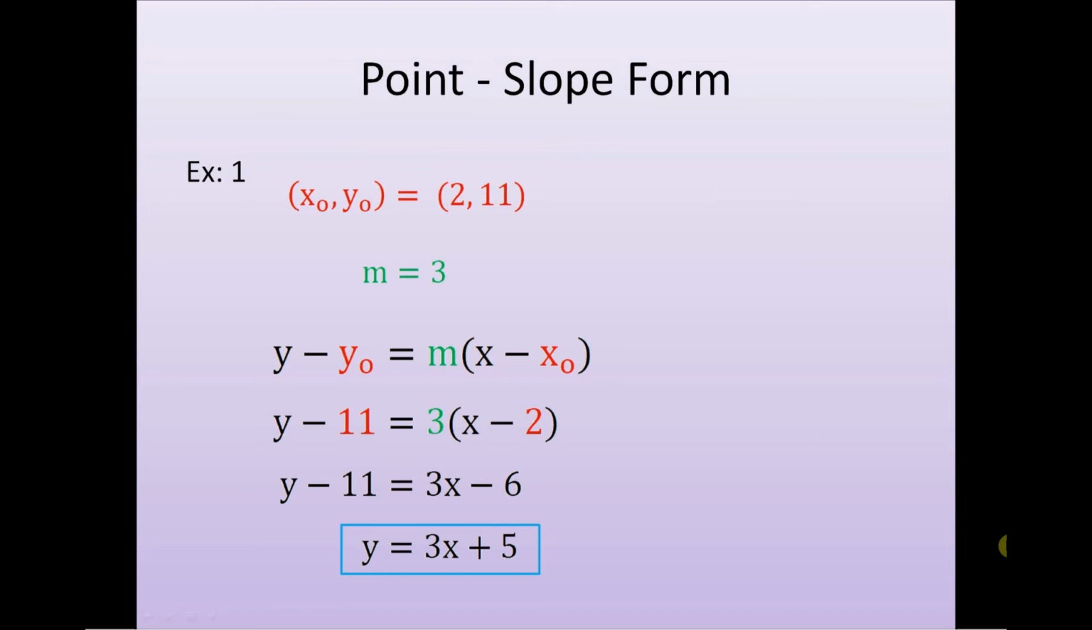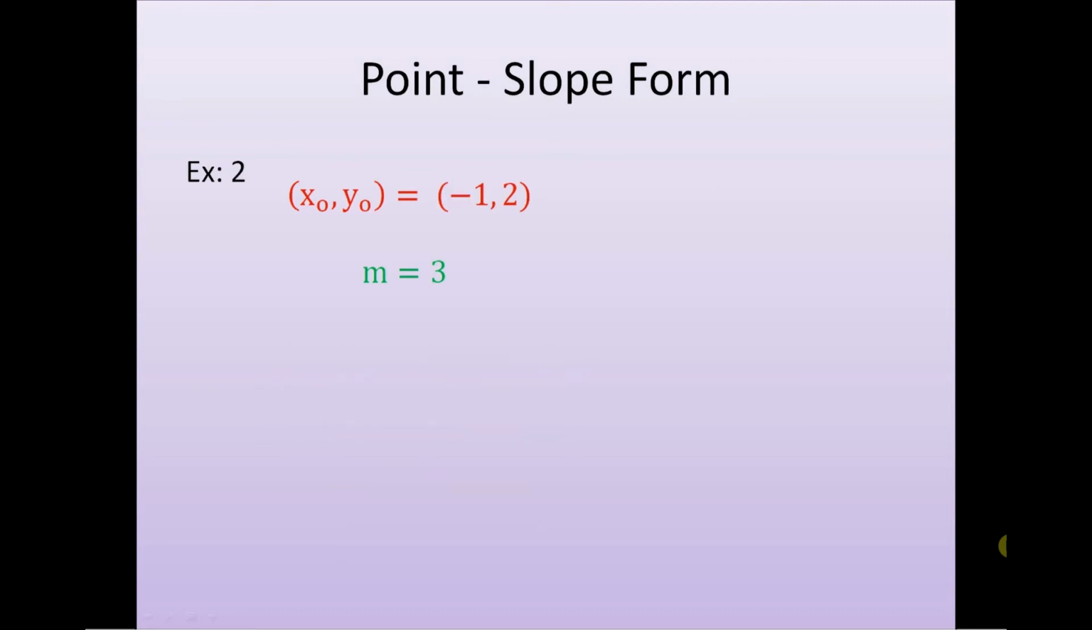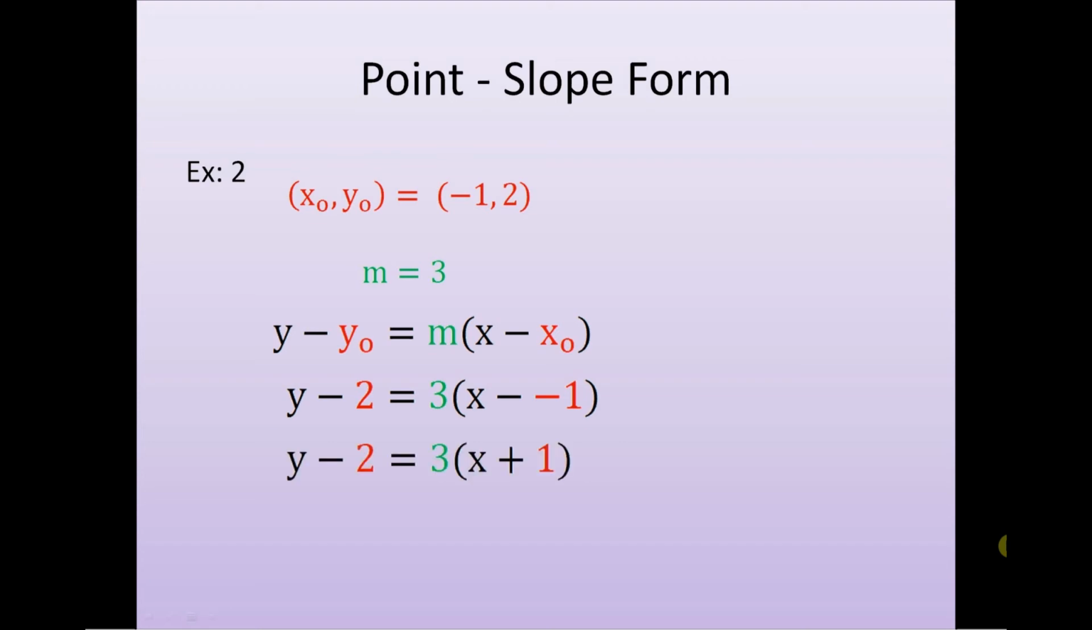Now remember I mentioned you could use any point for x naught, y naught, as long as it's on the line. So let me repeat the process, but this time using a different point, (-1, 2). Again, write your point-slope form equation, then substitute for m and x naught and y naught. And you're done.